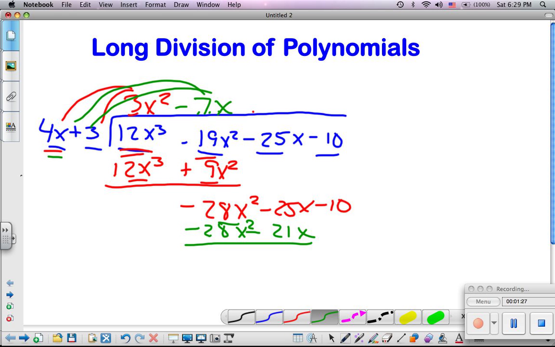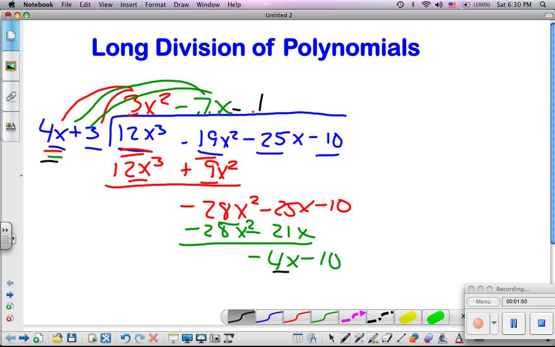And doing the same thing, we subtract: minus 28x squared minus a negative 28x squared is 0. Minus 25x minus a negative 21x is going to give us a minus 4x. Once again, be very careful about those signs. That's the place you're most likely to get an error. And lastly, we just want to see how many times minus 4x can be divided by 4x, and that's going to be a minus 1.